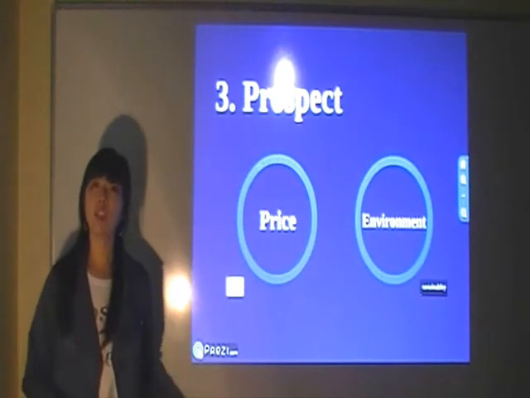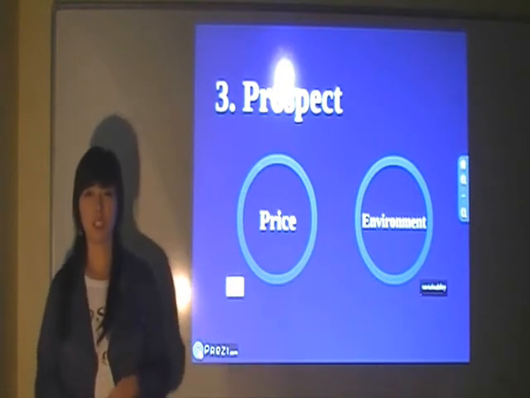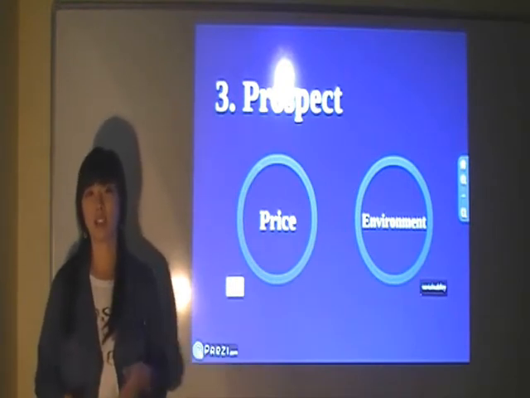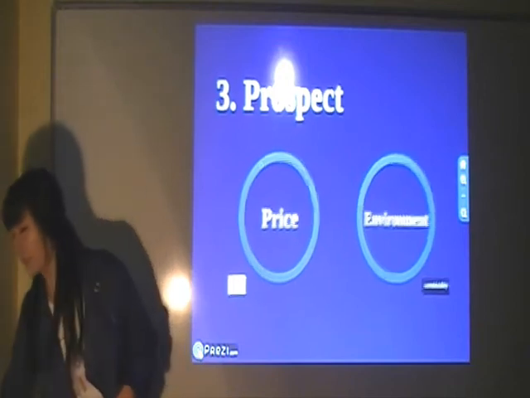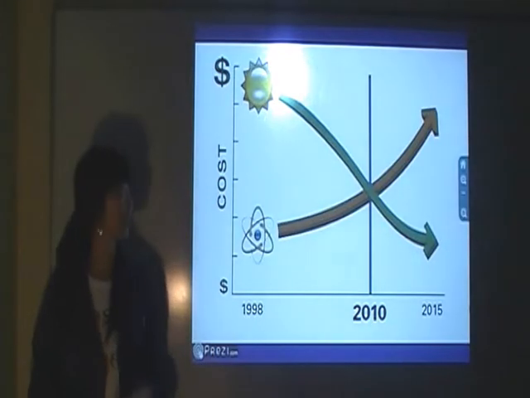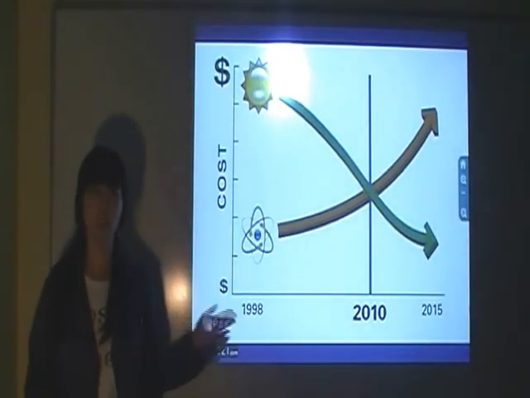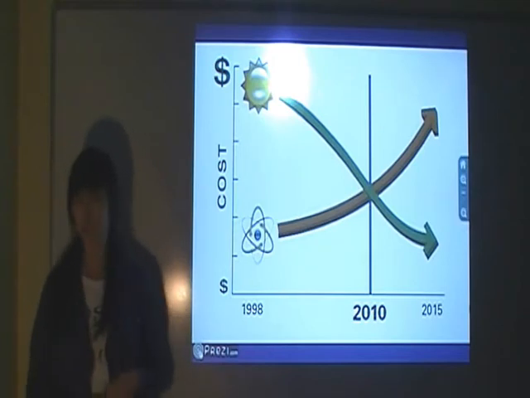Okay, finally, prospect. The price of the solar power system is honestly higher than other energies. But according to the survey, in 15 years, the cost would be much cheaper than other energies, such as nuclear energy.